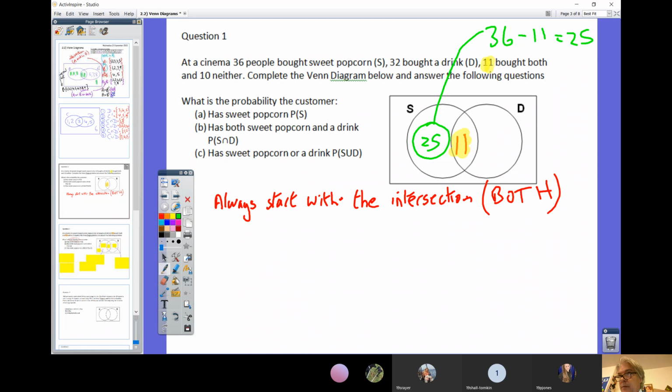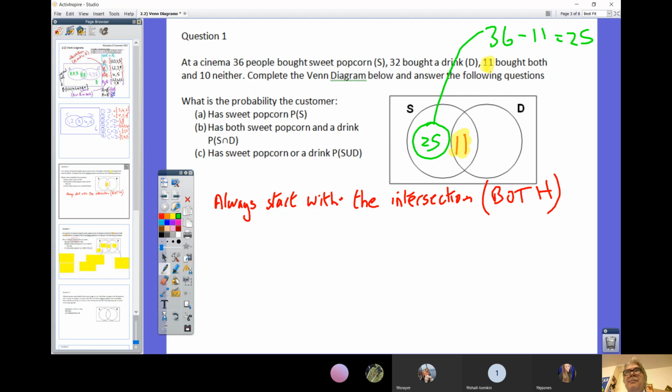So how would I work out going the other way? How many people bought sweet popcorn in total? Sweet popcorn in total. 25 add 11, which is 36, yeah. Okay.